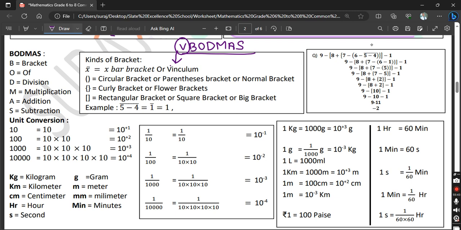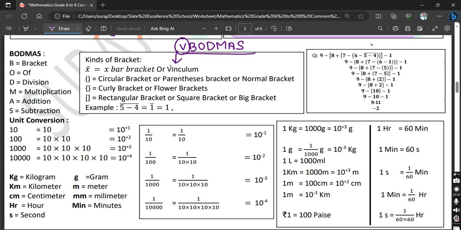Let me explain to you. As you are able to see here, there is one bar, it is kept over 5 minus 4. They kept it over there, 5 minus 4 bar. Now let us start. It is written, a bracket of.